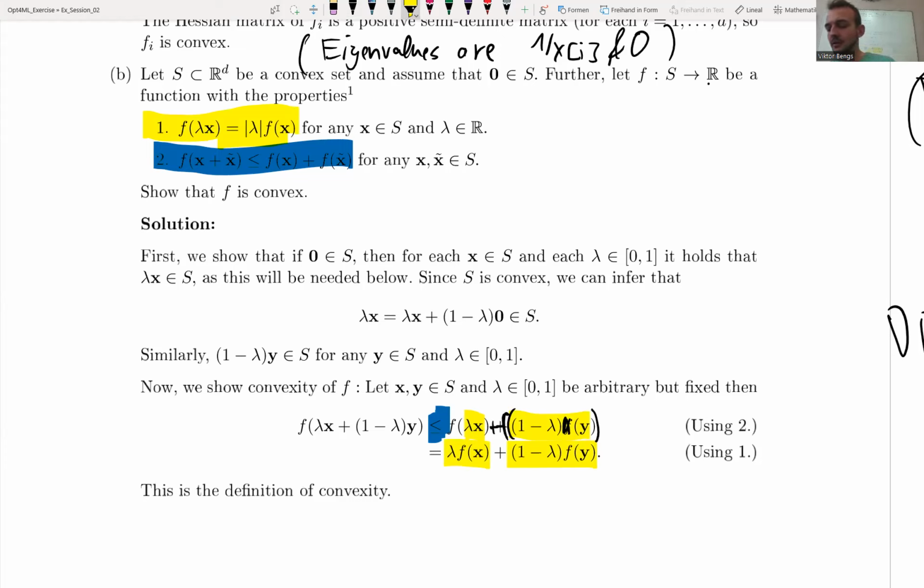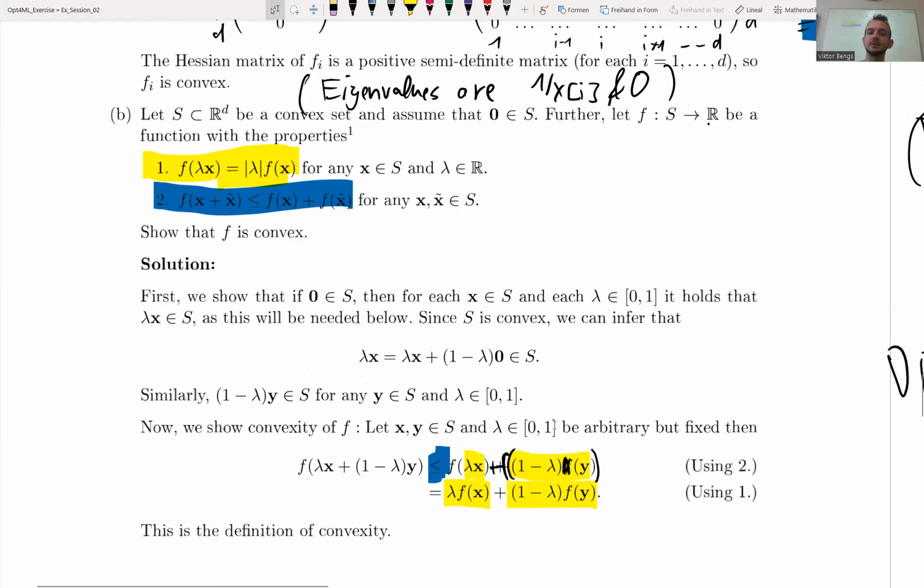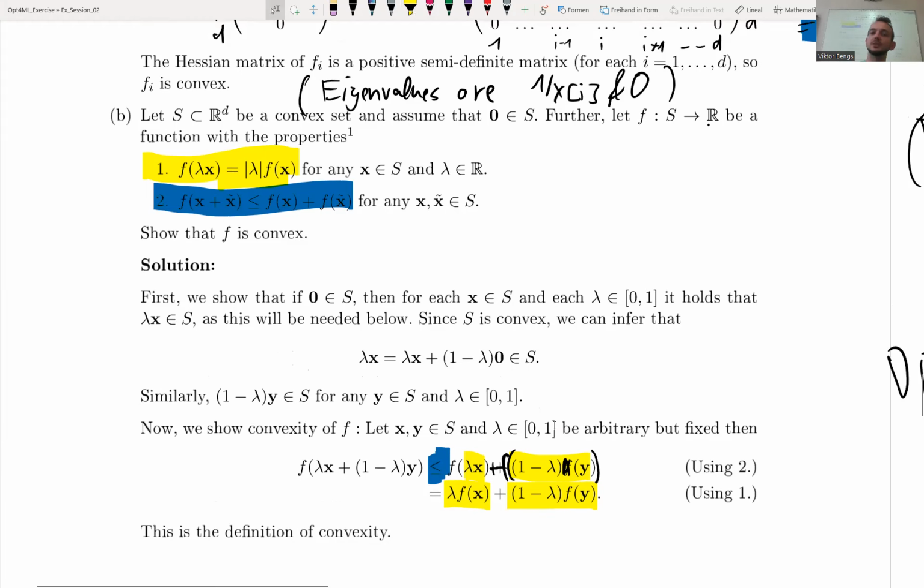Evaluating the function at some convex combination of two points is always bounded from above if you first evaluate the points with f and then do the same convex combination. Again, and this is quite nice, quite generic, because it's essentially showing that all the norms on the d-dimensional real-valued numbers are convex functions.